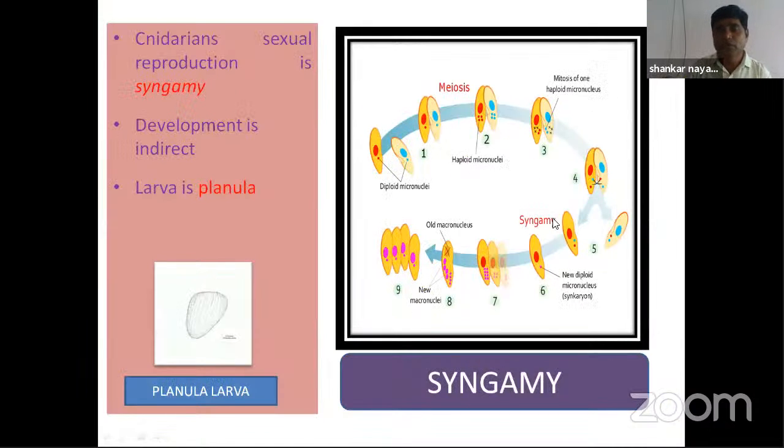When you see the syngamy, two cells, their nuclei fuse. By the fusing of the two individual cells and their nuclei, it can produce many young ones. That is called syngamy. This is a sexual reproduction. And usually development is indirect development. When indirect development comes, there should be a larva present. The larva is called planula larva. It's a freely swimming larva. Planula larva is there in cnidarians. See in this diagram, there is a small, tiny larva. This is called planula larva.